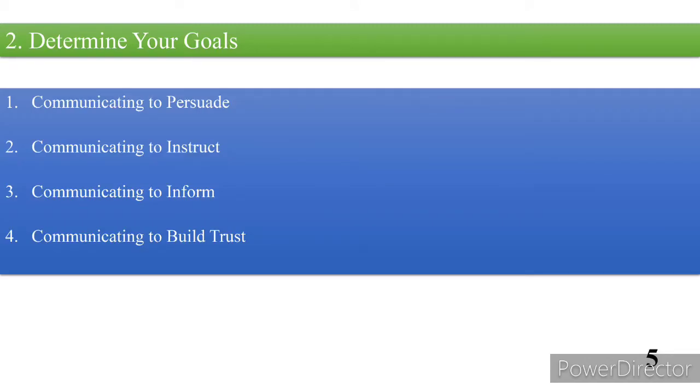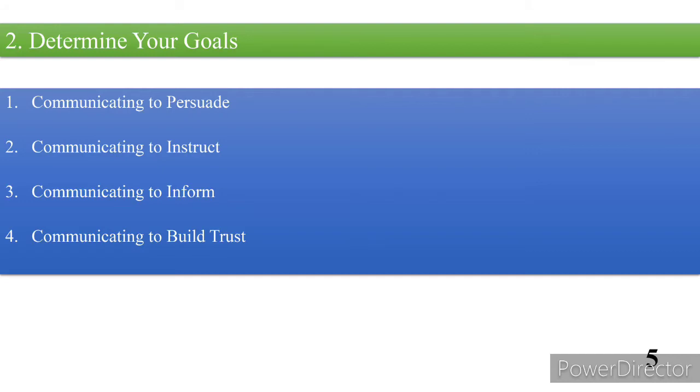The next objective is determine your goals. For example, once you have examined why you are planning to communicate, the next step is to determine your goals in the correspondence. For example, you might be communicating to persuade, communicating to instruct, or communicating to inform, or communicating to build trust. So we will see individually.